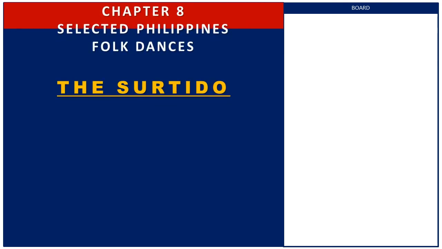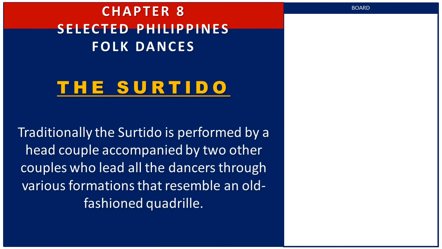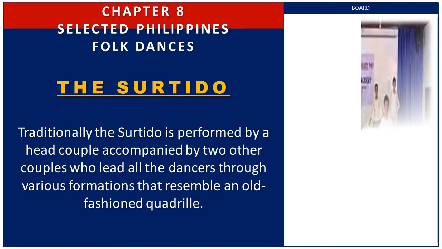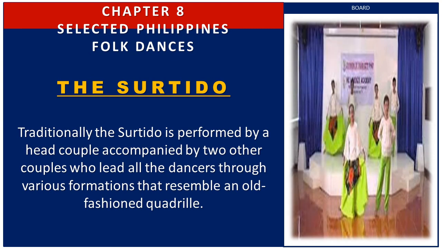Next is the Sertido. Sertido literally means assortment, and this square dance combines influences of French, Spanish, and Mexican dance. Traditionally, the Sertido is performed by a head couple accompanied by 2 other couples who lead all the dancers through various formations that resemble an old-fashioned quadrille. Here is the example picture of the Sertido.